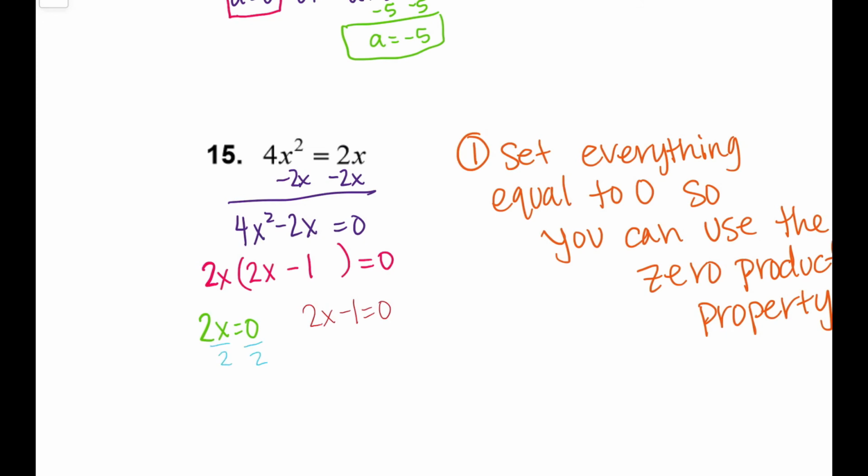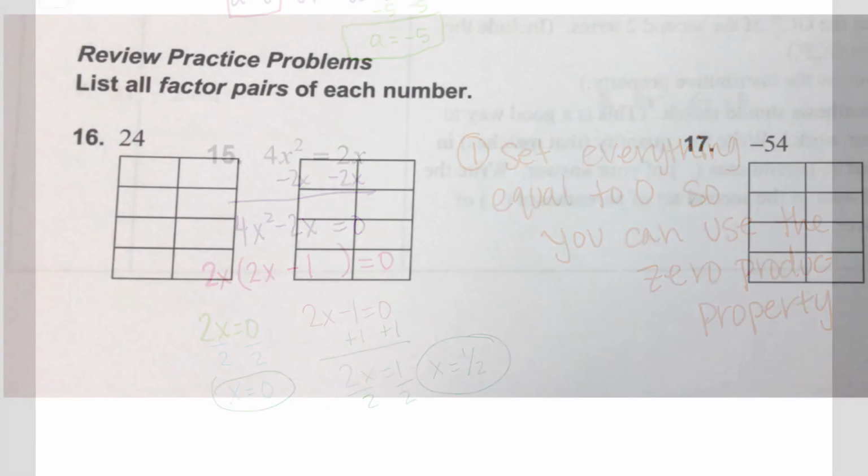We divide both sides by 2, and x will equal 0. On the second equation, we add 1 to both sides of the equal sign. 2x equals 1. Then we divide by 2 on both sides, so x will equal 1/2. It is perfectly fine to get an answer that has a fraction in it.